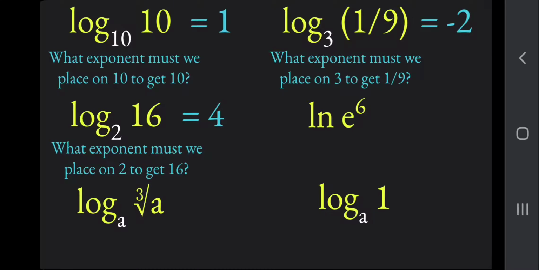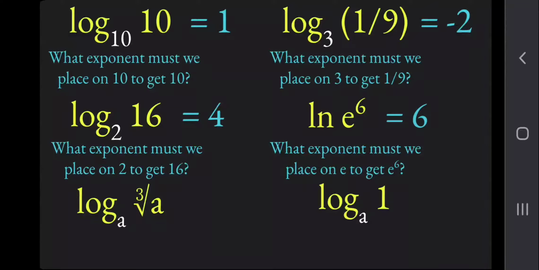Next, we have ln of e to the 6th. Now, what ln means is log base e. And so what we need to figure out is what exponent we must place on e in order to get e to the 6th. Well, clearly, if we raise e to the 6th power, we'll get e to the 6th. So ln, or natural log, of e to the 6th is just 6.